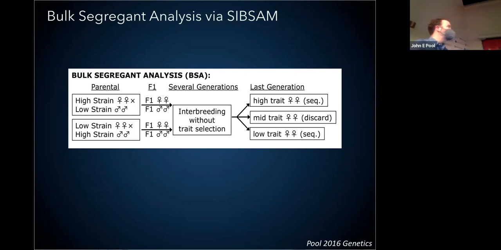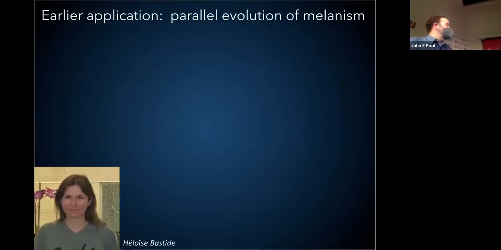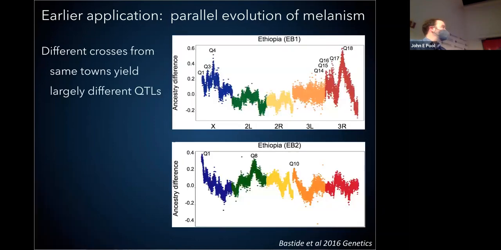And I came up with an inference package called SibSam to make better use of this data and how we analyze it, but I'm not going to talk about SibSam today. Instead, I'm going to focus on the empirical results that we've been getting. And so our first study, which was several years ago now, was on pigmentation. The species has evolved melanism on several occasions, including in the Ethiopian highland population that I've been mentioning.